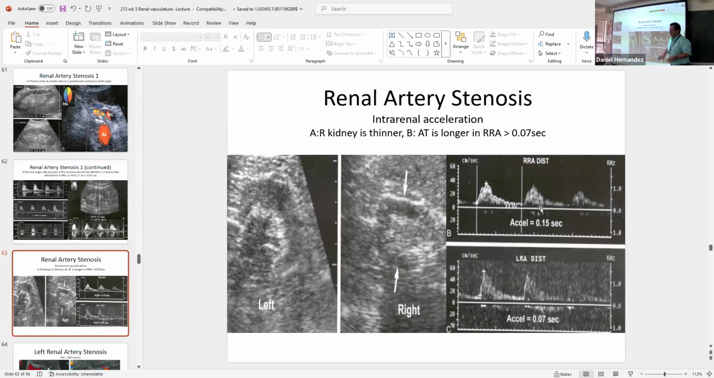So even if you know nothing, and can't remember the numbers, just pick the one with the longer acceleration time as the side with the disease. That's where the disease is, if they're giving you two of them to compare.